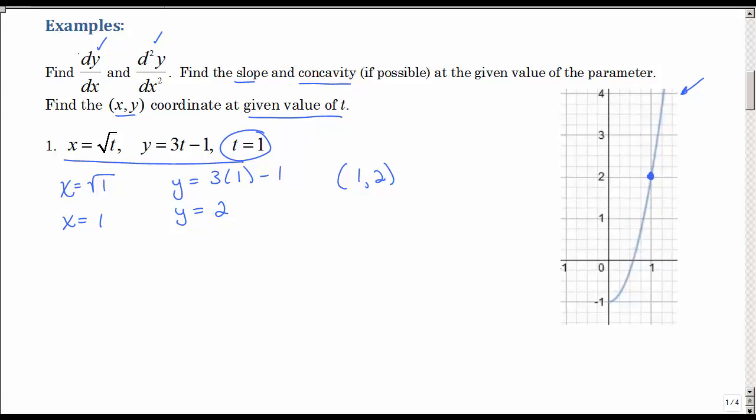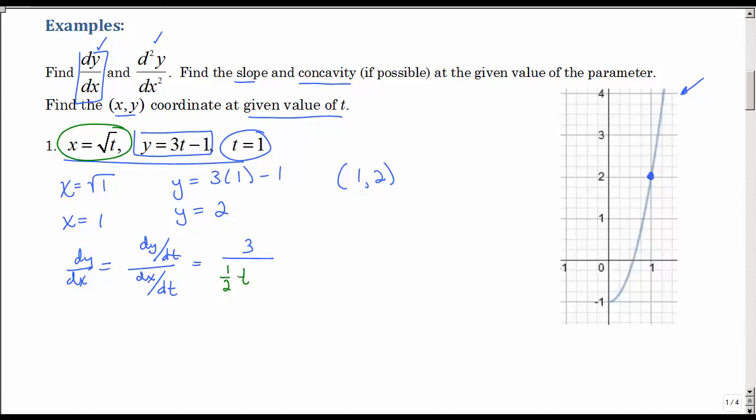Now we're asked to find the first derivative at that point. Our first derivative, remember, is dy/dt divided by dx/dt. So we find the derivative of 3t minus 1 with respect to t, and of course that is just 3. Then we find the derivative of x with respect to t. That's going to be 1/2 t to the negative 1/2. That's kind of ugly, so I'm going to rewrite it as 1 over 2 times the square root of t. And remember, dividing by a fraction is multiplying by its reciprocal. So that is going to be 6 times the square root of t. That's our first derivative in general.